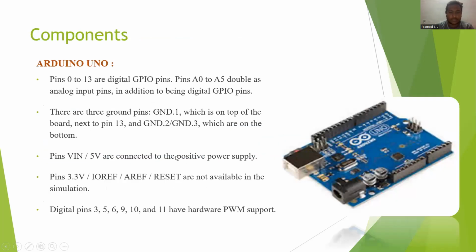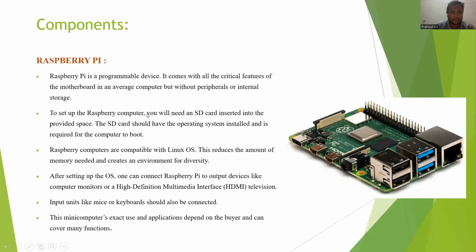Okay, let's see the components used in that. Arduino board. You know, Arduino is very famous, and most people are using this one. It has 0 to 13 digital pins, and A0 to A5 are the analog pins located here, and there are three ground pins, and a 5-volt pin to connect other devices to it. Okay. Another component is the Raspberry Pi.